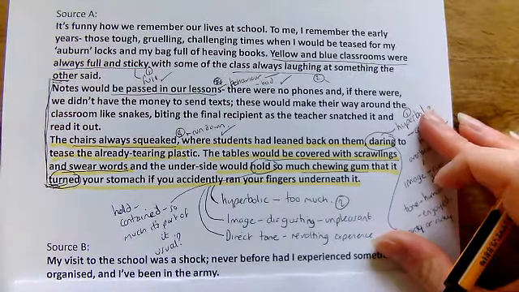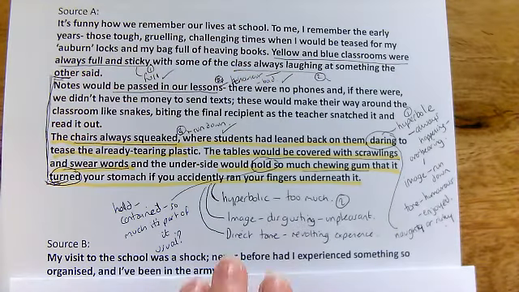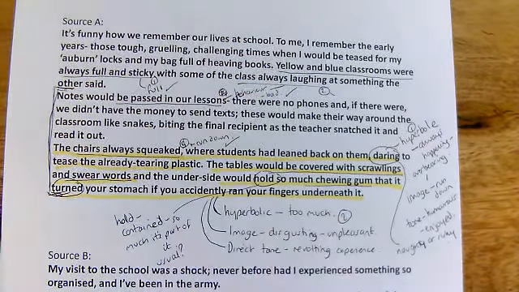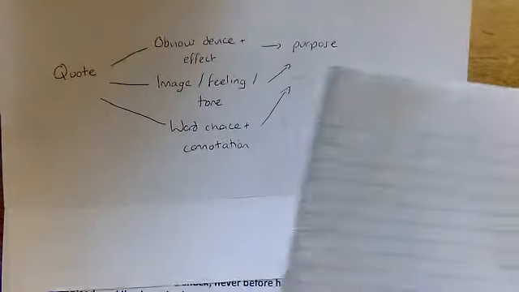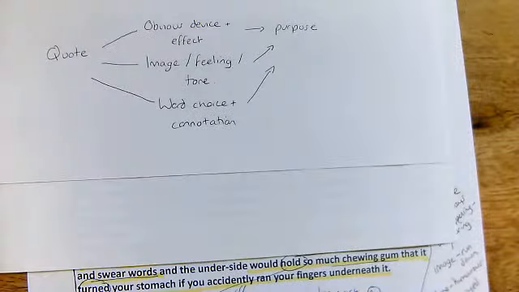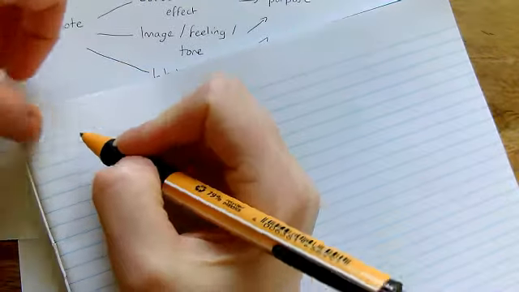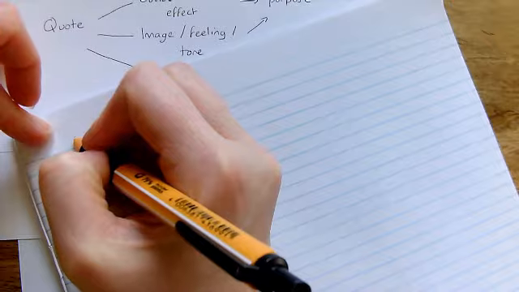You just need to be able to say enough about one quote to be able to get a decent amount of marks. So now for question 3, we're going to write up, and we're going to write up in the order that we've planned it, which is this order here. So the obvious device, image, feeling, tone, word and connotation. How does the writer use language to describe the school?